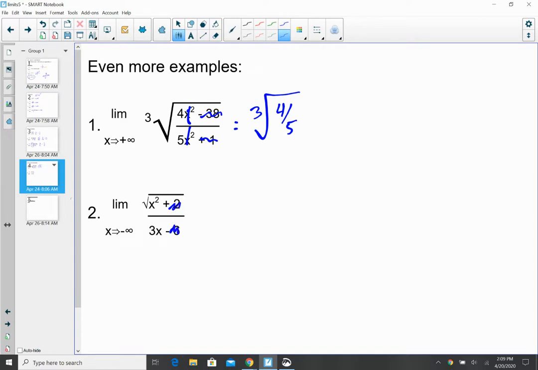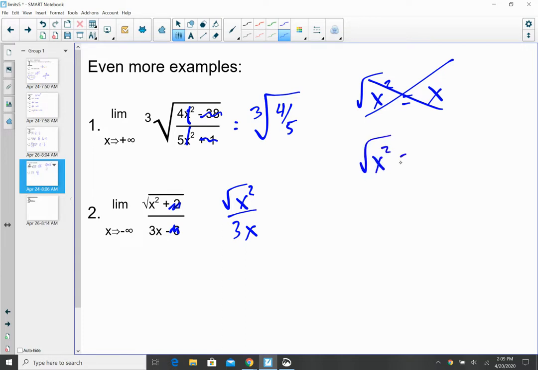You can ignore that. So we're looking at the square root of x squared over 3x. Now, a lot of people want to jump the gun and say, oh, the square root of x squared equals x. And I'd say, no, that isn't correct. The square root of x squared technically equals the absolute value of x. You have to be careful of that concept right there.